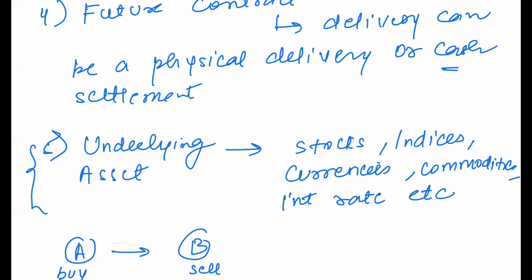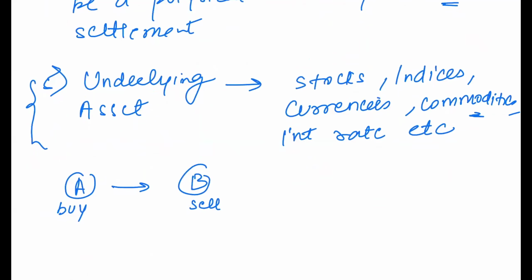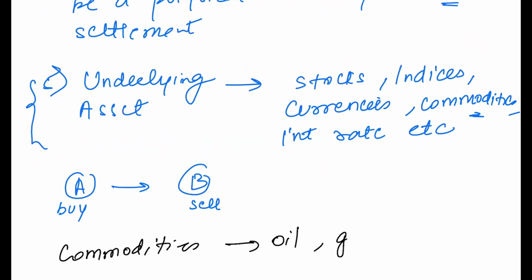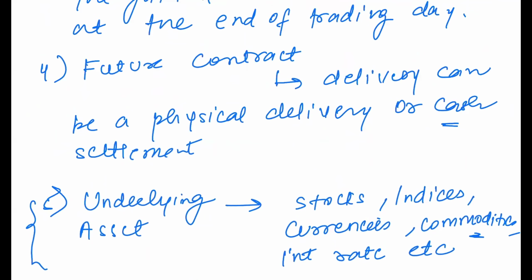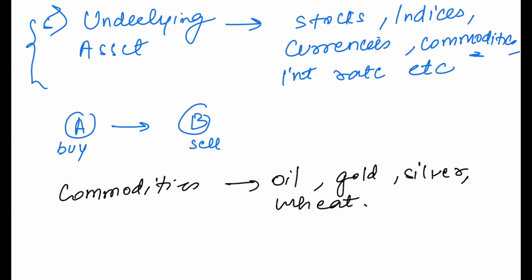But in terms of commodities, what are commodities? Examples of commodities are oil, gold, silver, wheat. If you see, oil cannot be cash settled. If someone is buying oil, they want a physical delivery of oil. So in certain cases it can be either a physical delivery or a cash settlement. So this was the fifth feature.